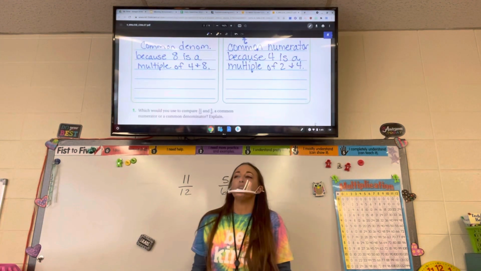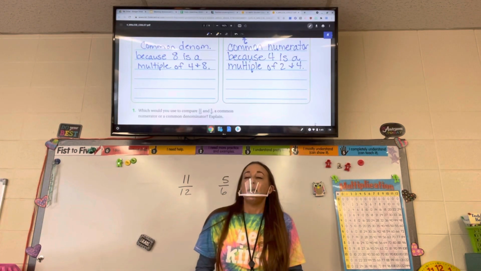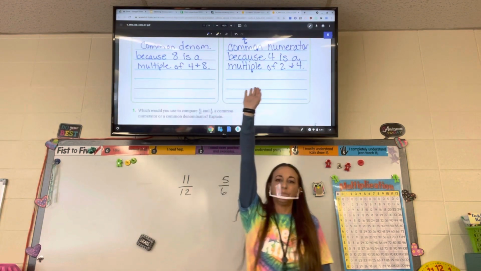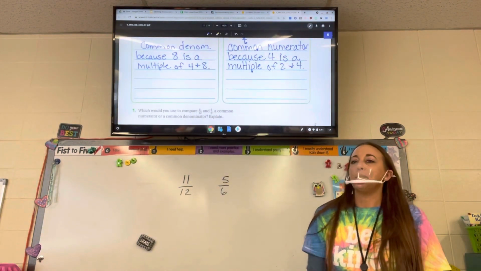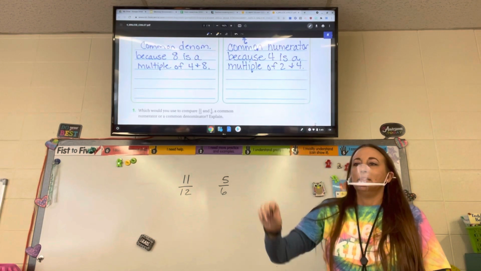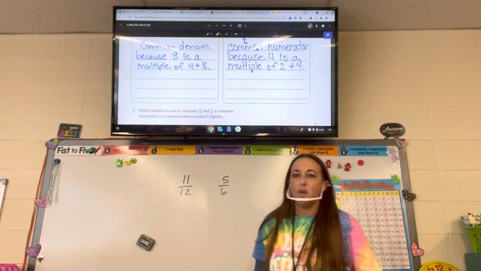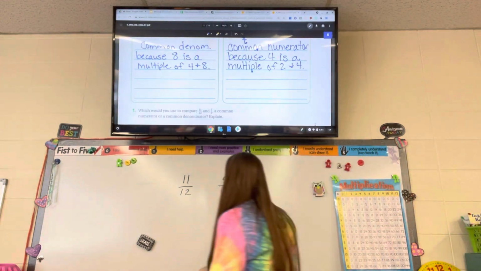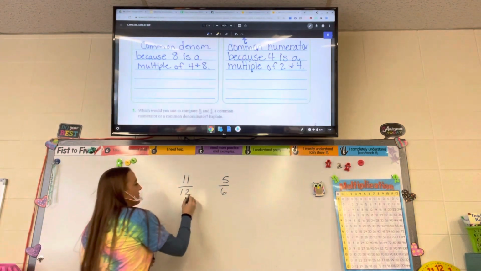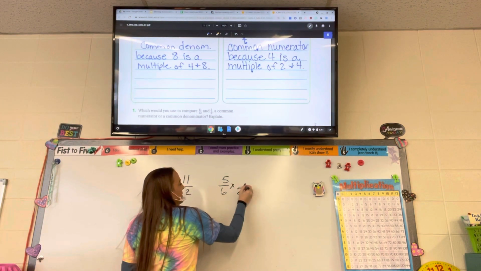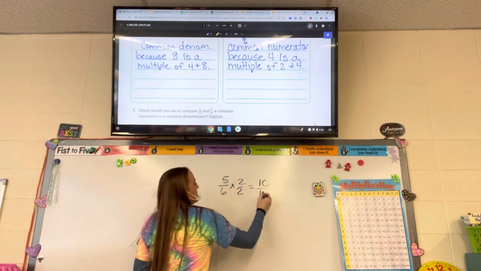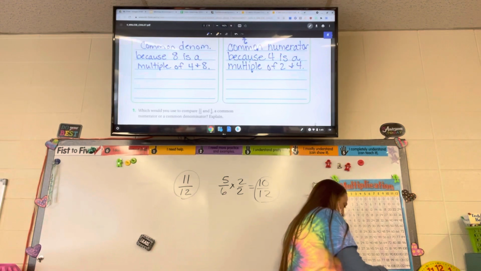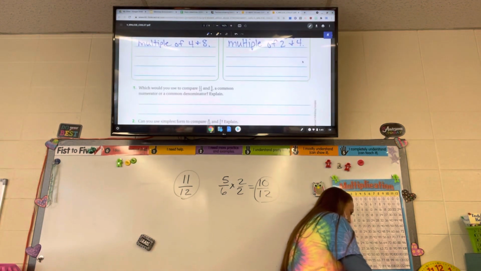Okay, put your hands down. If you think that we should use common numerators, raise your hand. If you think common denominators, raise your hand. Dakota, how come common denominators? Because 6 is half of 12. Yeah! Give yourself a point. Because 6 is half of 12, so we can double it and make it 12, right? So 10 twelfths and 11 twelfths. 11 twelfths would be bigger, wouldn't it? Yep.